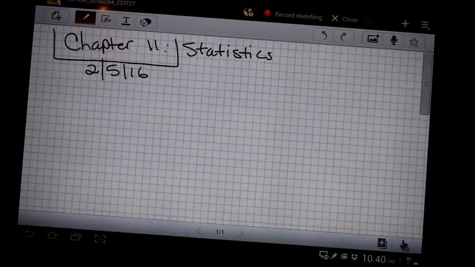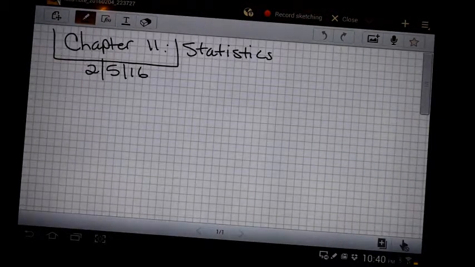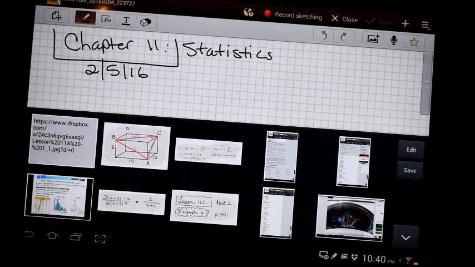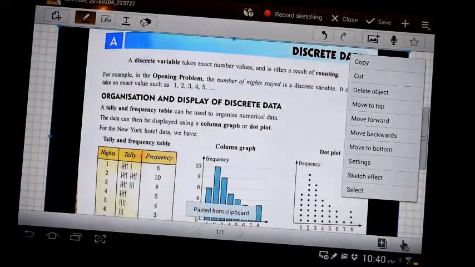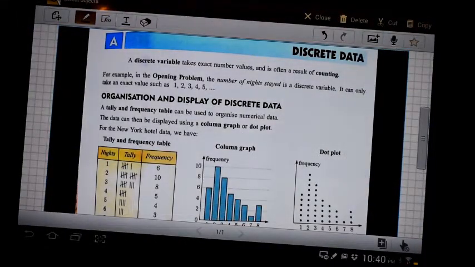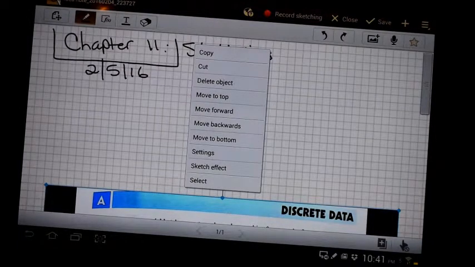We go to the clipboard, a picture of this. Oh, there it is. It starts off with this thing right here. So I kind of want to, oops. There we go.